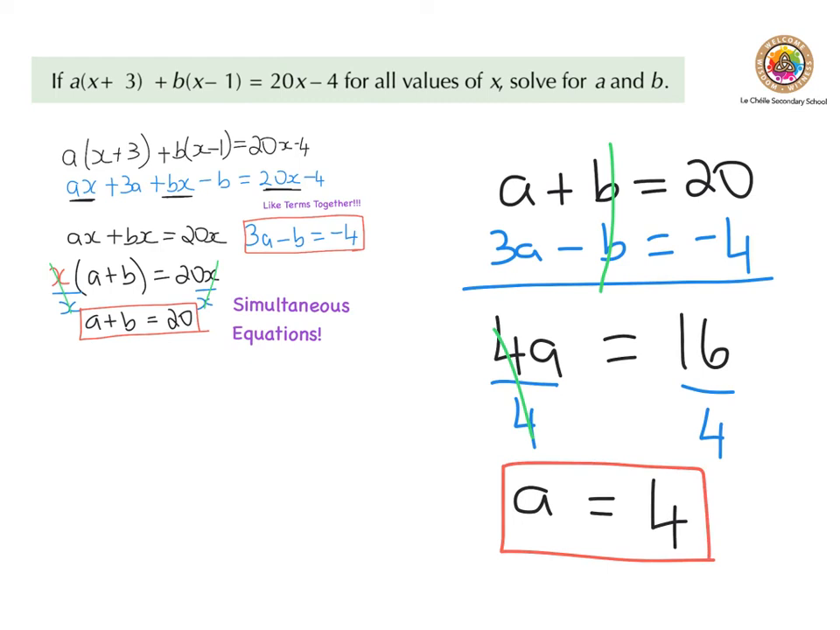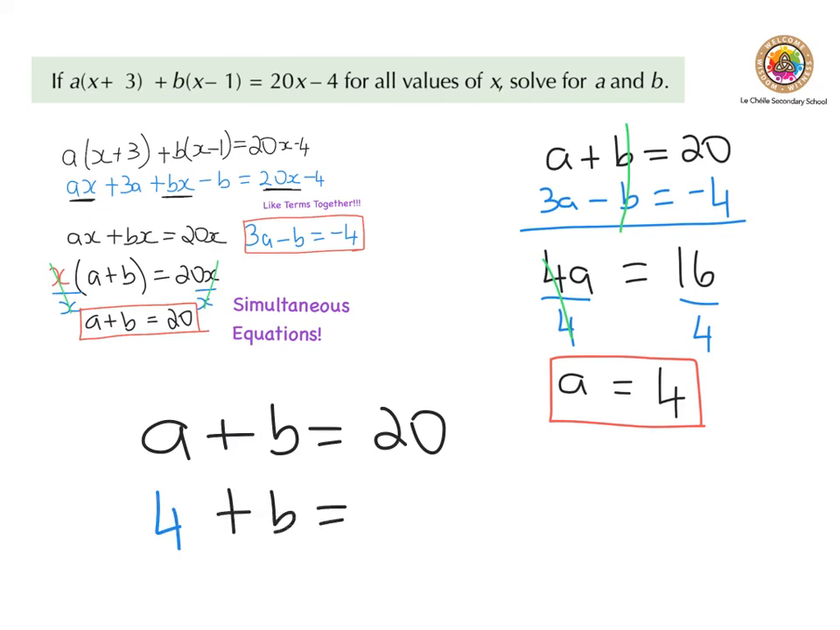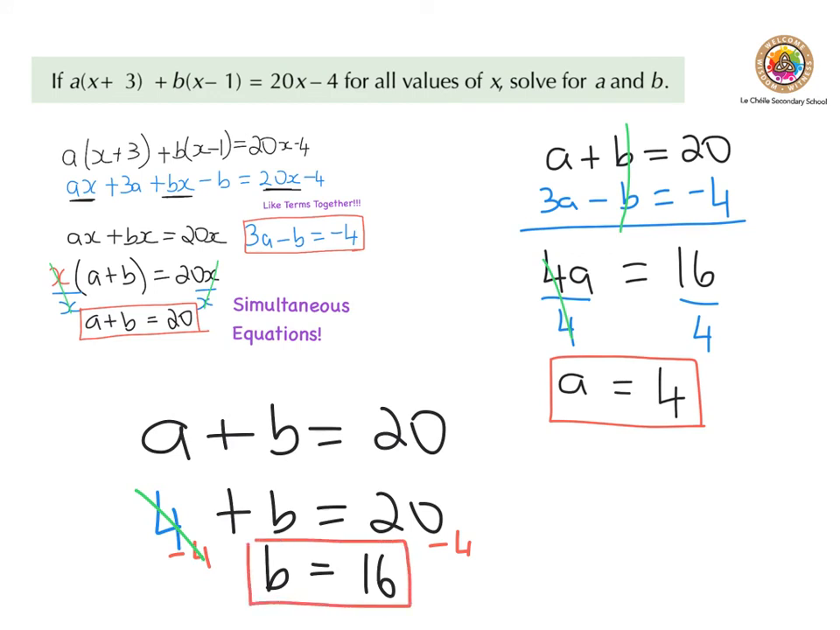Okay, so that's the first part done. I am just going to go back to one of my equations and substitute in for a. If I take my first equation, I had a plus b is equal to 20. Now instead of a, I write in 4 plus b is equal to 20. To get b on its own, I want to get rid of this 4, so I subtract 4 as well. They cancel, and that gives me that b is equal to 20 minus 4, which is 16. And so that is my answer: a is equal to 4 and b is equal to 16.